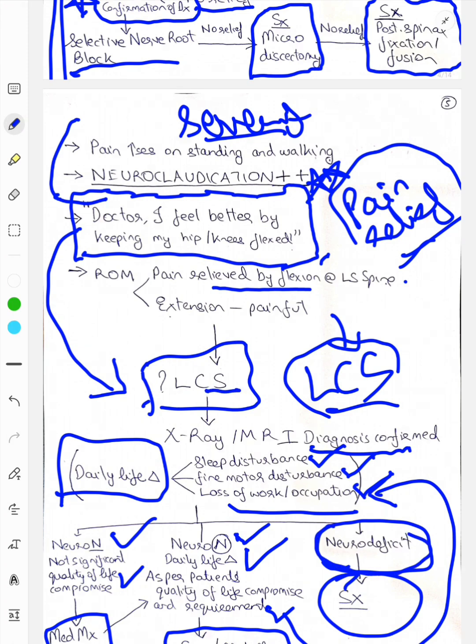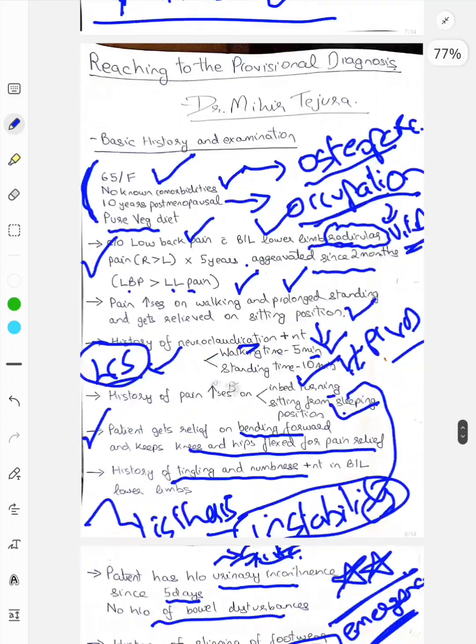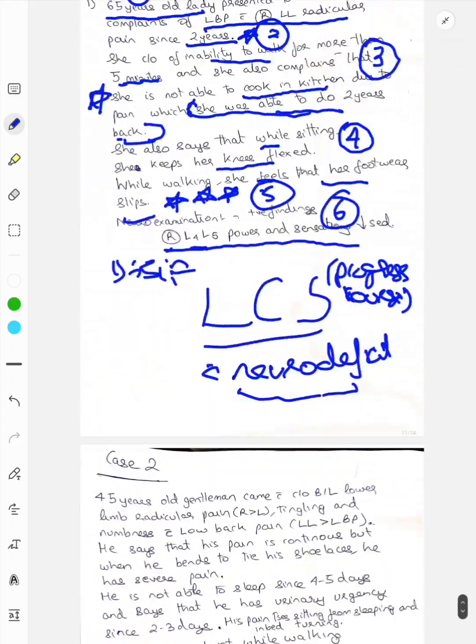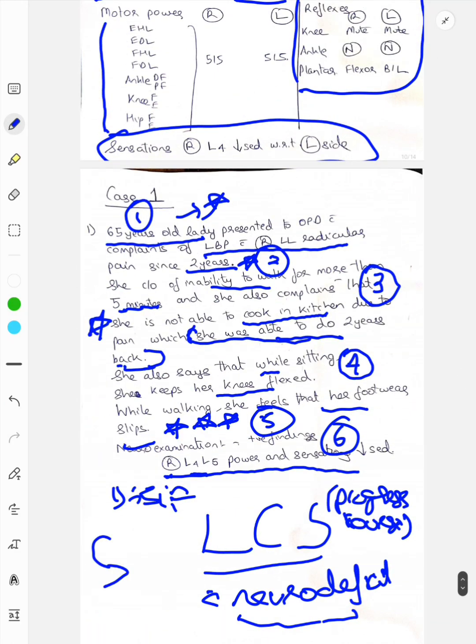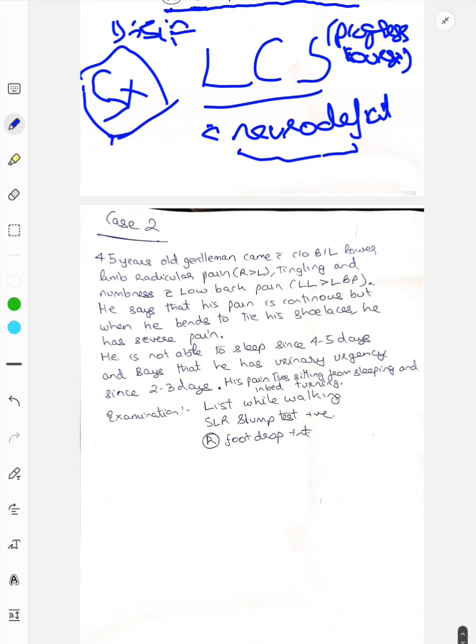So you confirm on X-ray and MRI, and after confirming the diagnosis and after discussing with the patient, a surgical intervention would be advised for this lady. So this 65 years old lady, after confirming and discussing, you will advise her for surgical management, right? So this was the first case. Now let's suppose this lady is not willing for surgery. We go for a second case.